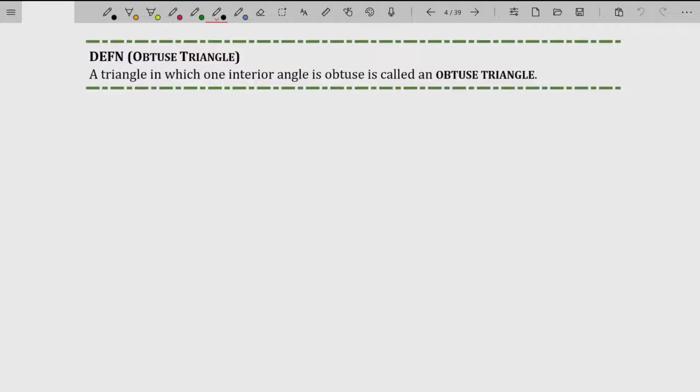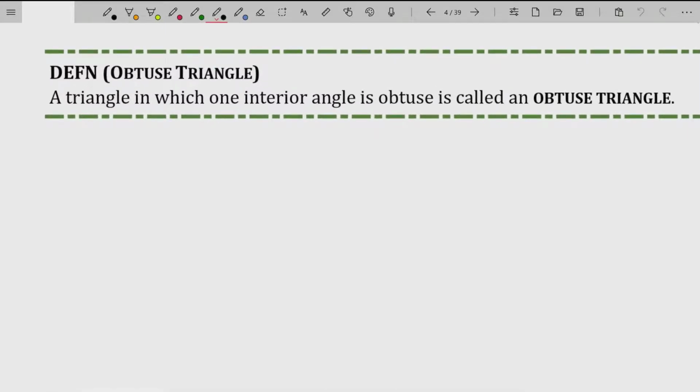Speaking of obtuse triangles, a triangle in which one interior angle is obtuse is called an obtuse triangle. Now, this is such an interesting definition only because it says a triangle in which one interior angle. Actually, I should just highlight the one. Well, the question should naturally arise: why is it only one? Why can't it be two? Now, let's talk about that.